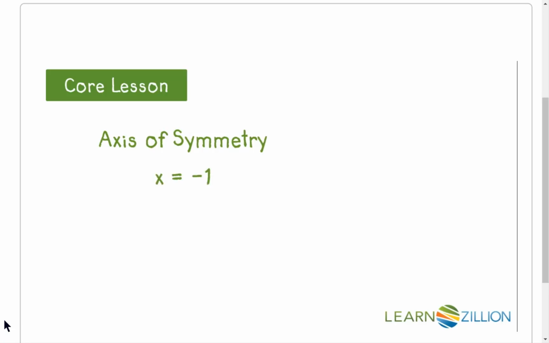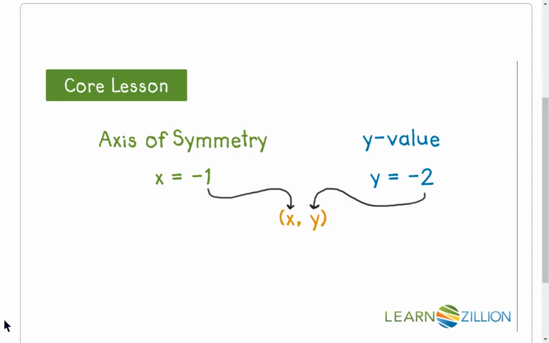The axis of symmetry is x equals negative 1 from previous slides. The y value we just obtained was negative 2. To get your vertex, it is x, y. You plug in the x from the axis of symmetry and the y value that you just obtained by substituting your x value into your equation, and you get the vertex of negative 1, negative 2.